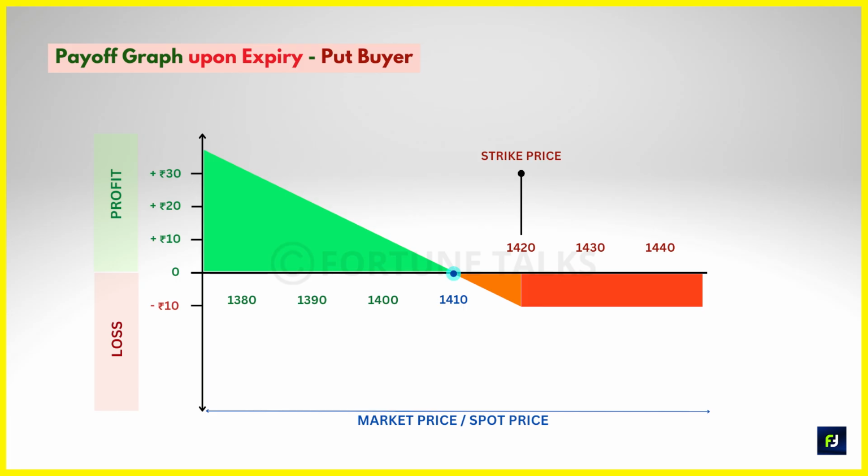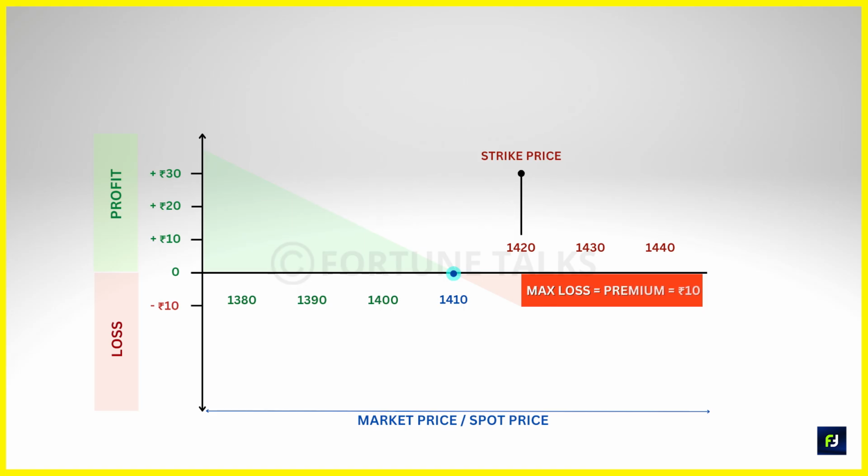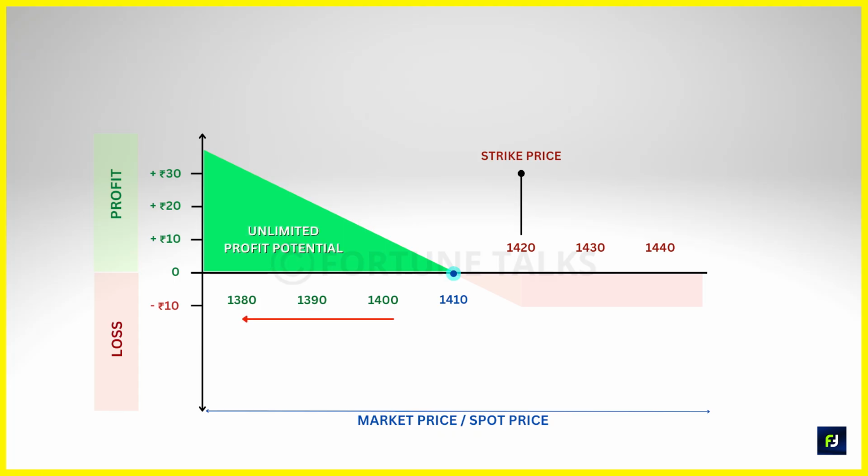If you look at it, you will notice that the maximum loss the buyer of a put option experiences is to the extent of the premium paid, which in this case is 10 rupees. The put option buyer experiences a loss as long as the spot price is above the strike price. Towards the left end of the chart, you will realize that the put option buyer has the potential to realize unlimited and exponential profits provided the spot price moves lower than the strike price.